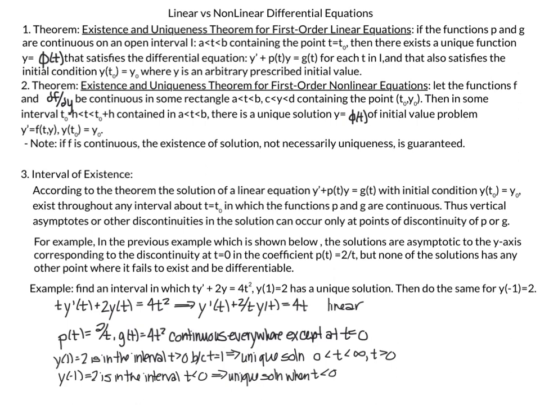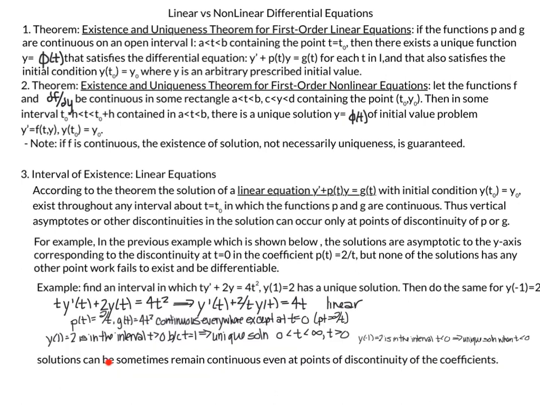For example, in the previous example, which I have written below, the solutions are asymptotic at the y-axis, corresponding to the discontinuity t equals 0. Remember here we have p of t is equal to 2 over t, so it's continuous everywhere except t equals 0. So around t equals 0, the solutions are asymptotic, but none of the solutions has any other point where it fails to exist and be differentiable, only at t equals 0. And one last point, solutions can sometimes remain continuous even at points of discontinuity of coefficients. That does not violate this theorem.